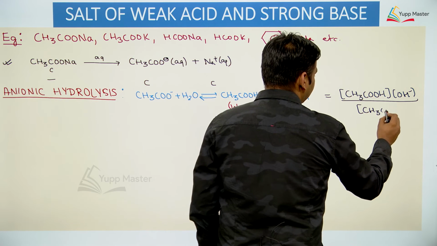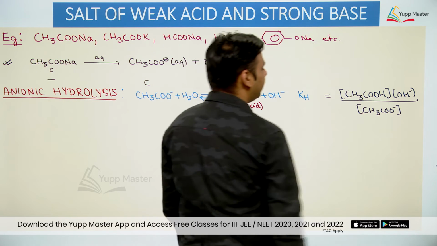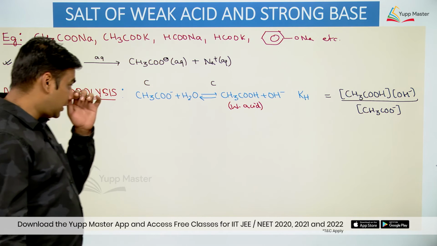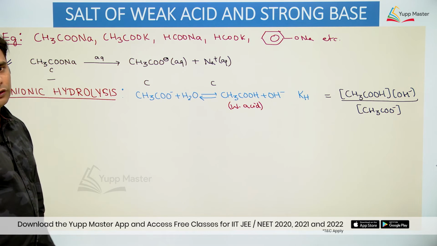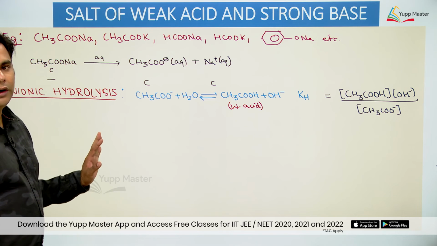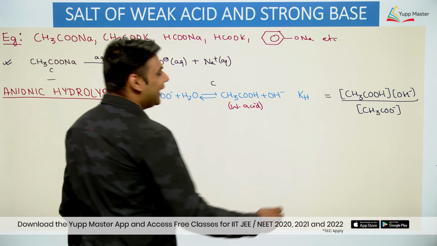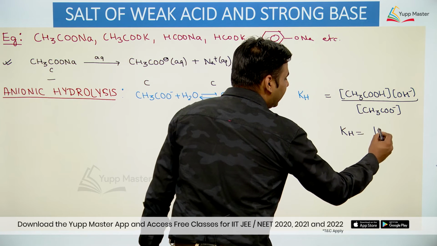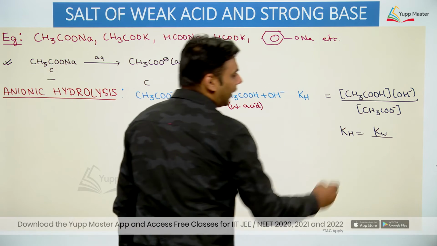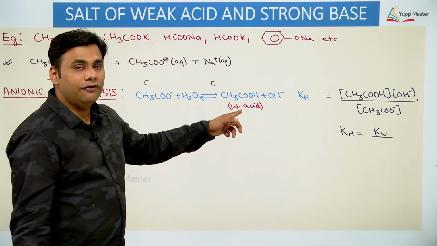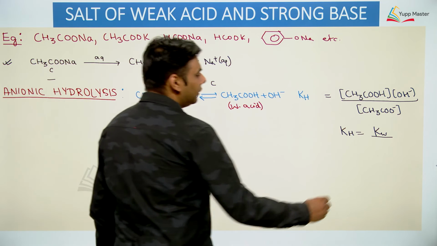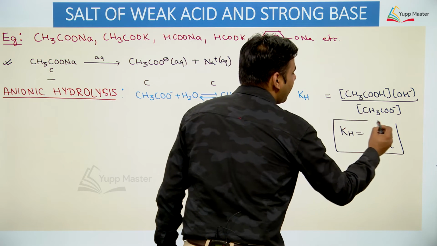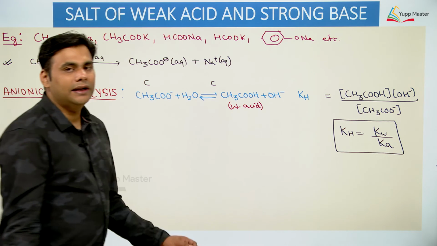Water is not taken again because its concentration remains practically constant during the course of reaction. Okay. Now, we can derive the value of Kh also over here. Remember the shortcut I already told you, Kh is always written as Kw divided by a factor, because in this case a weak acid is being formed. So, the factor would be Ka. If it would have been a weak base, then it would be Kb.